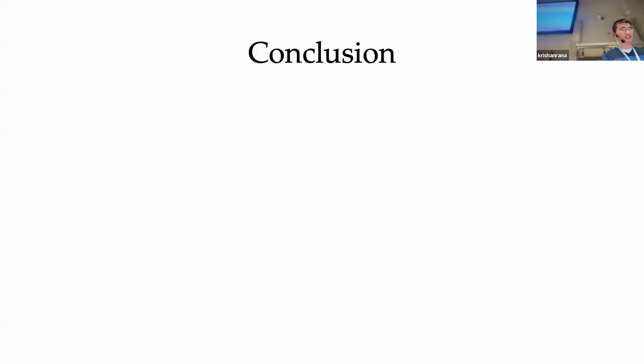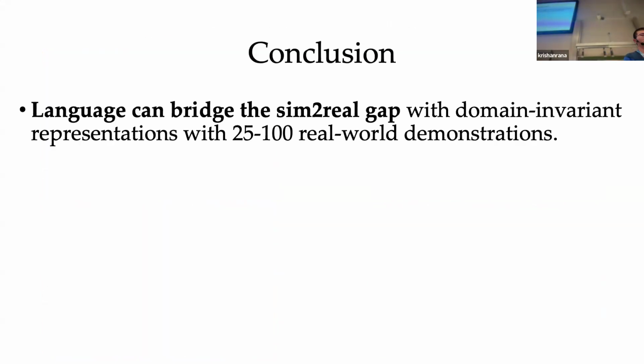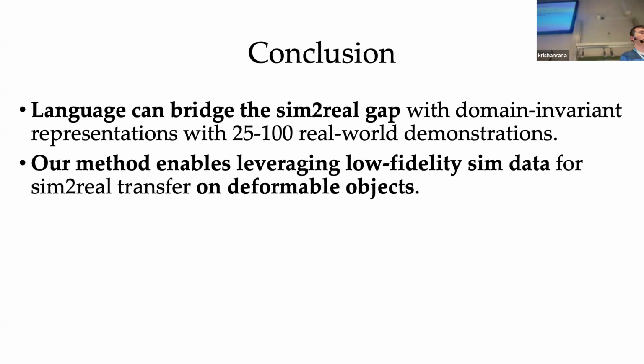In conclusion, we see that language can bridge a wide visual sim-to-real gap by learning domain invariant representations with 25-to-1 sim-to-real trajectories. And our method can open the door to leveraging low-fidelity simulation data to improve sim-to-real transfer onto deformable objects.